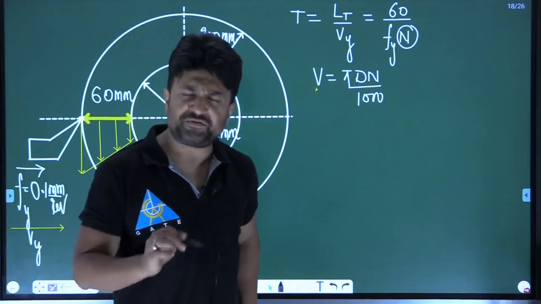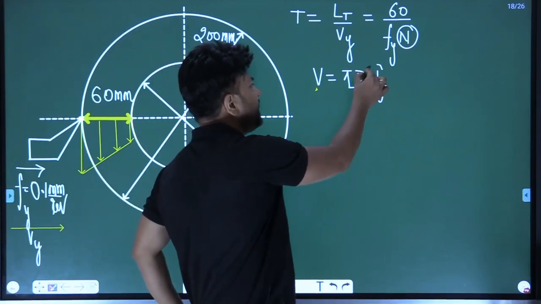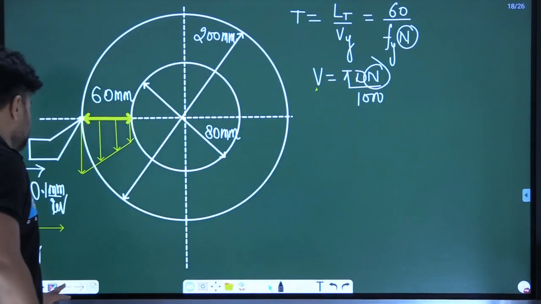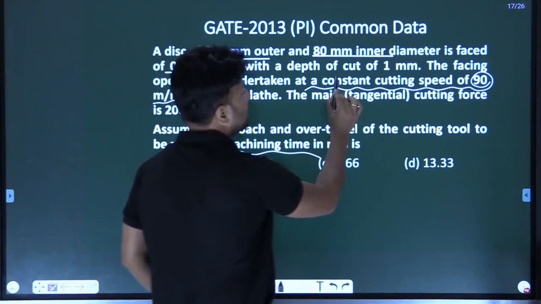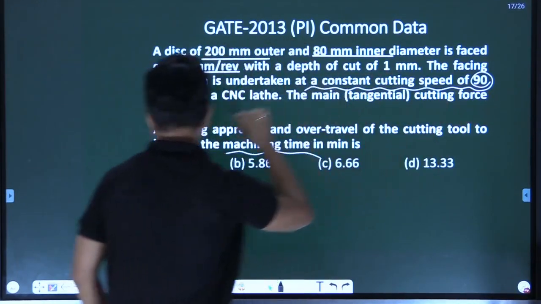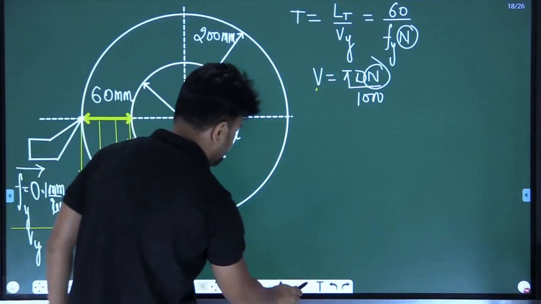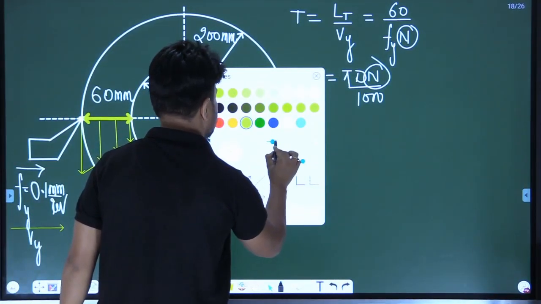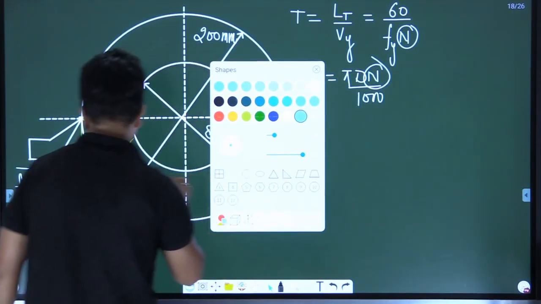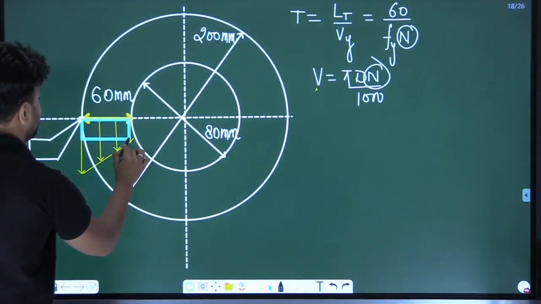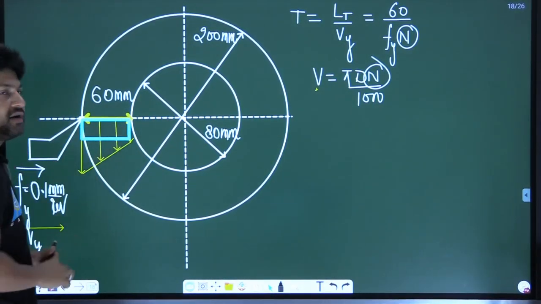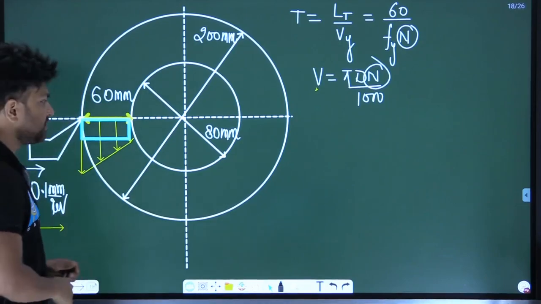Here the velocity is different. Which velocity can you put for finding the RPM? That's why in the question he has given a constant cutting speed of 90 meter per minute. Means what, my dear? Please see the beauty of the question. He has assumed that from here to here, the velocity is almost constant, right?